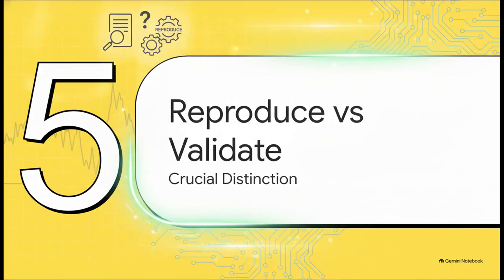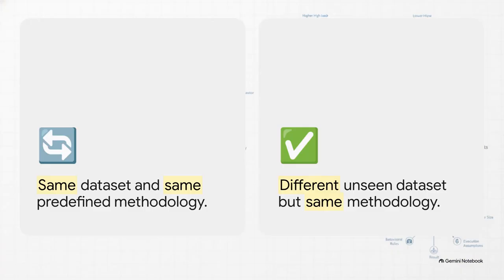All right, moving into Section 5, reproducibility versus validation. This is a crucial distinction. These are two completely separate research questions, and blurring them together really ruins your credibility. Reproducibility means taking the exact same defined data set, like our Bitcoin gap logs, and applying the exact same predefined methodology to see if you get the exact same result. Validation, on the other hand, means taking that methodology and applying it to a completely different, unseen data set, like Ethereum or maybe traditional equities.